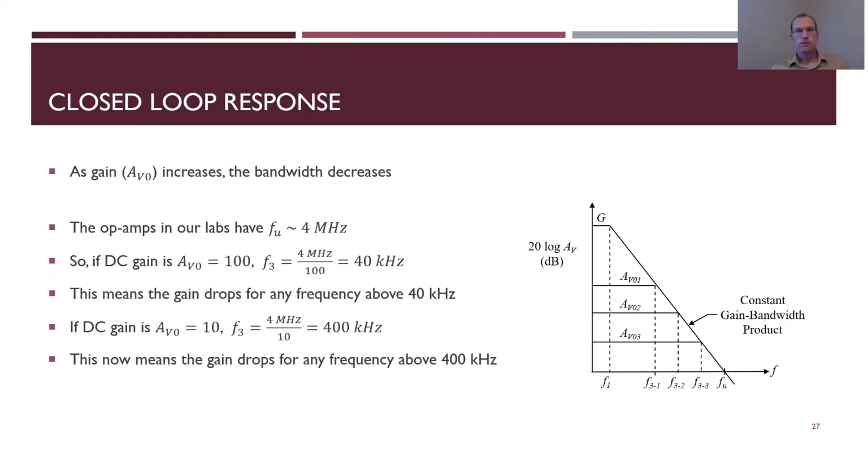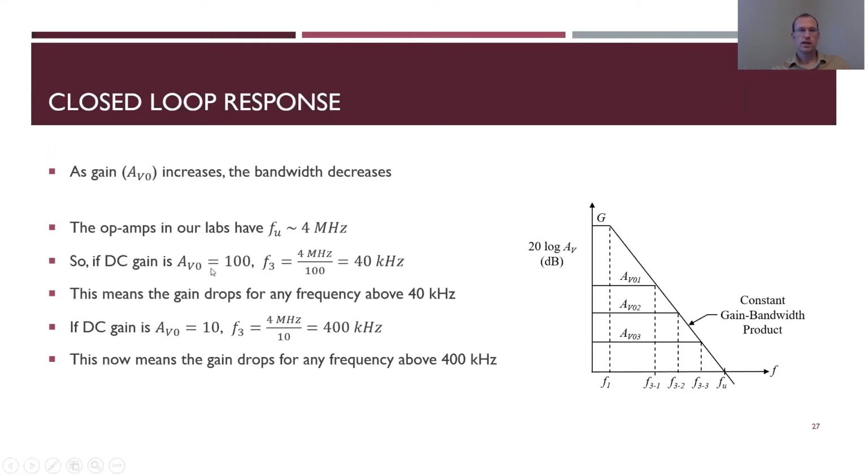As the gain AV0 increases, bandwidth is going to decrease. Because I have this constant gain bandwidth product, a straight line, if I keep increasing AV0, my actual usable range drops. So the more gain I have, the smaller the usable range. AV01 has a relatively high gain, but its frequency range is smaller than, say, AV03, which has a smaller DC gain but a much bigger usable frequency range. The op amps we have in labs are roughly 4 megahertz.